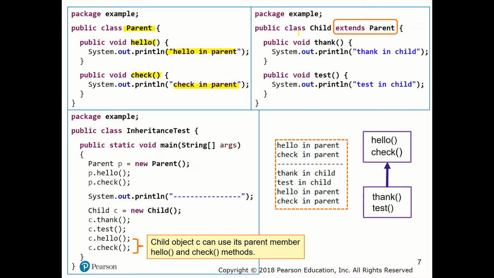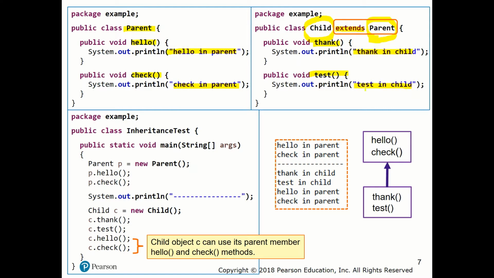And in the child class, this is important. You need to put the extends keyword here. So Child extends Parent. This means that this class will be a child class of this parent class. So the child class can use members of the parent class. The child class has two methods. Think will print think in child, and test method will print out test in child.